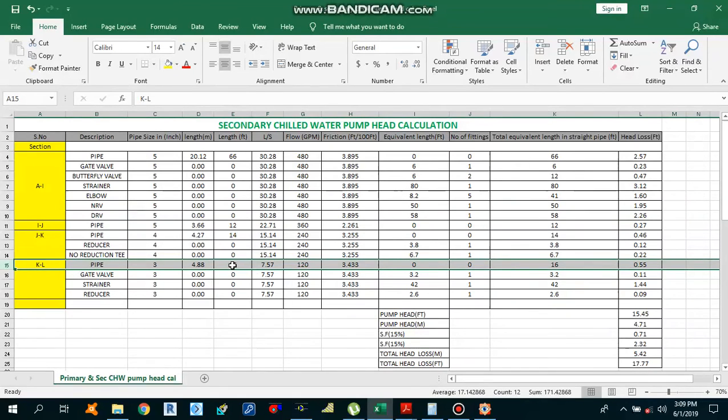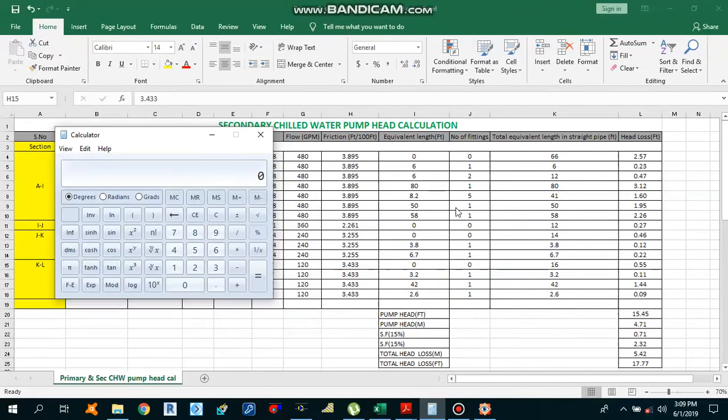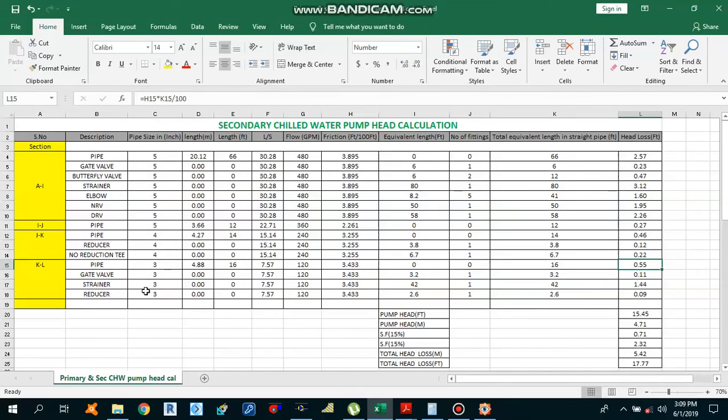So total equivalent length is 16 feet. You need to multiply with friction rate, divide by 100 to get the head loss. 3.433 multiply by 16 divided by 100, you will get the head loss of 0.55. 0.55 is the head loss.